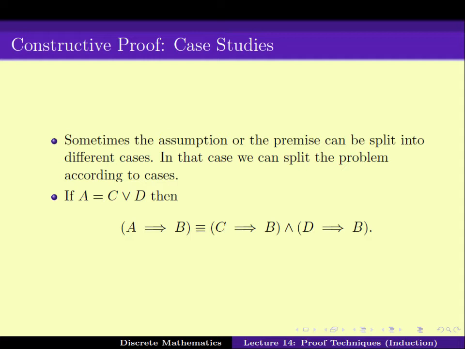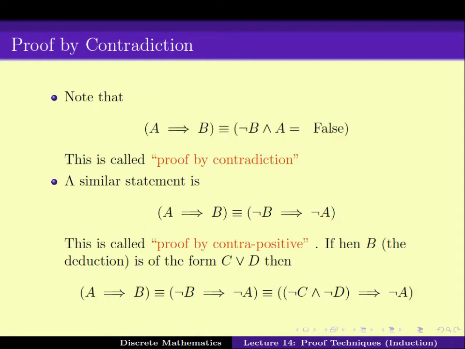The third technique that we have seen is what we call a proof by contradiction. The main idea is that to prove A implies B, one can also prove not B and A is false. A very similar statement is also not B implies not A. So this is called the proof by contrapositive.